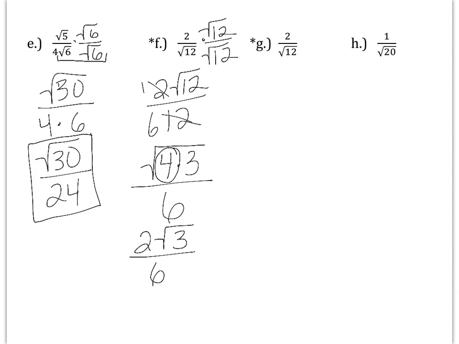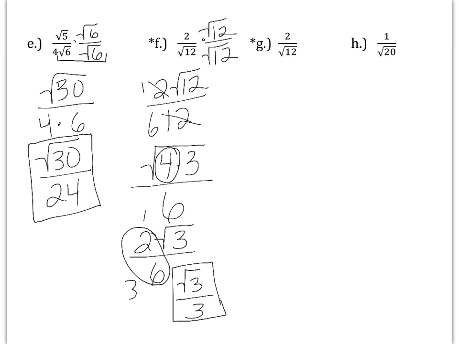And then if you look further, I'm still not finished because 2 over 6 reduces to 1/3. So my final answer here is the square root of 3 over 3. And that is my fully simplified answer. So it's kind of a lot of things you've got to think through.